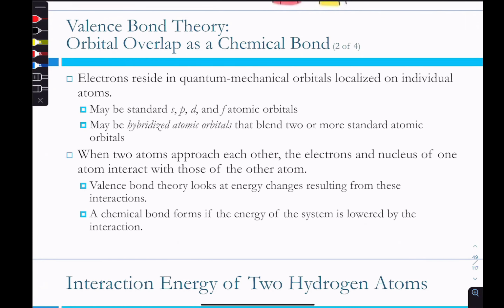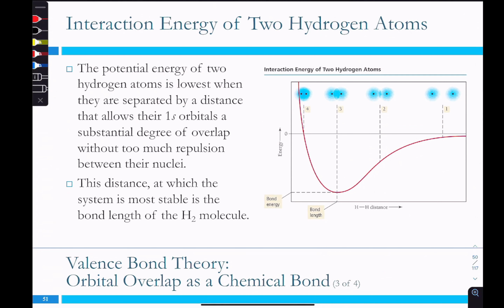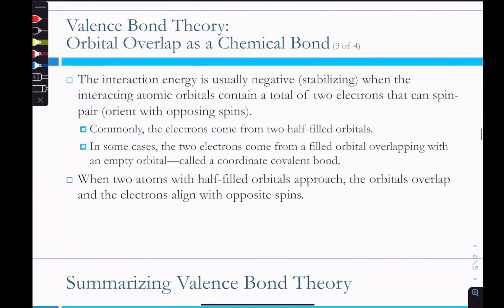If we get to the right distance, there's an ideal overlap. There it is. All right, so as we get closer, we reach this ideal distance, and that ideal distance is where the ideal bond length is. You get too close, that energy is not beneficial. Get too far away, and it's not even interacting. The interaction energy is usually negative because that's stabilizing.